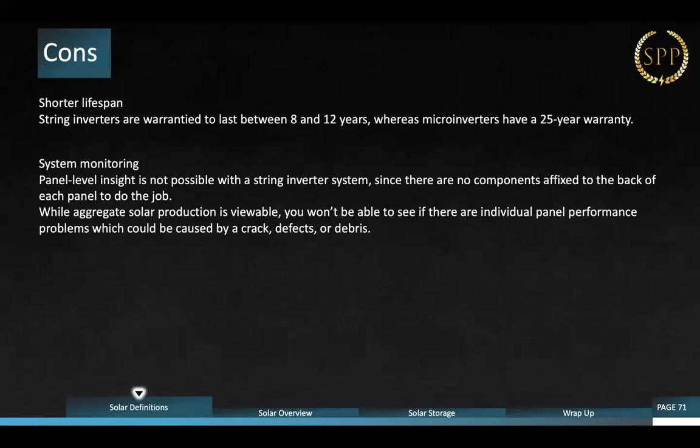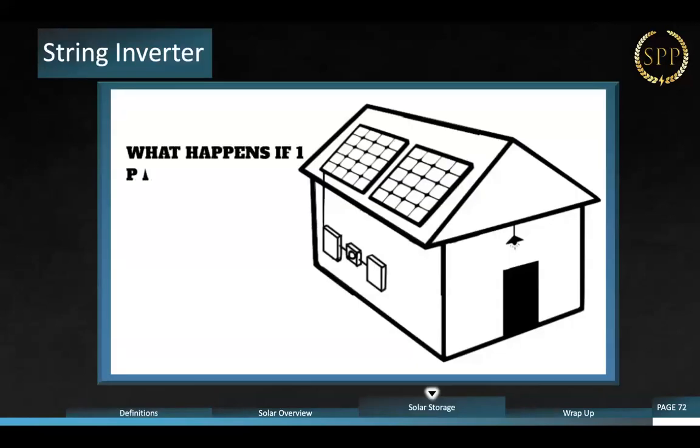System level monitoring is not possible. You cannot see what your panels are doing. You can see the aggregated production, so what's being converted, but you can't see how the panels are doing by themselves. So if there's a crack or debris or some type of defect in the equipment, you can't tell at the actual panel itself. So let's talk about the actual solar string inverter itself.